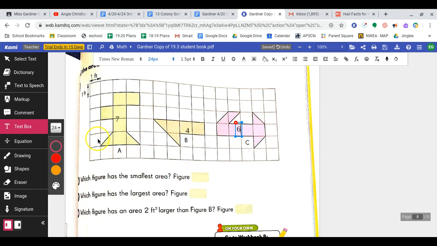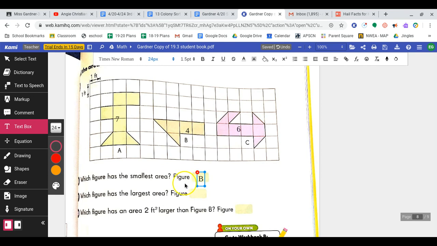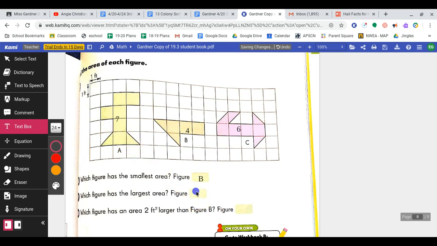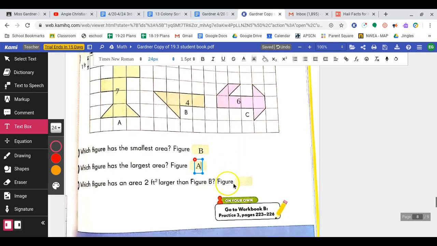Which figure has the smallest area? 7, 4, 6. Okay, figure B. Which one has the largest area? Figure A. And which figure has an area 2 feet squared larger than figure B? Figure B is 4, so 2 more than that is 6 over here, figure C.